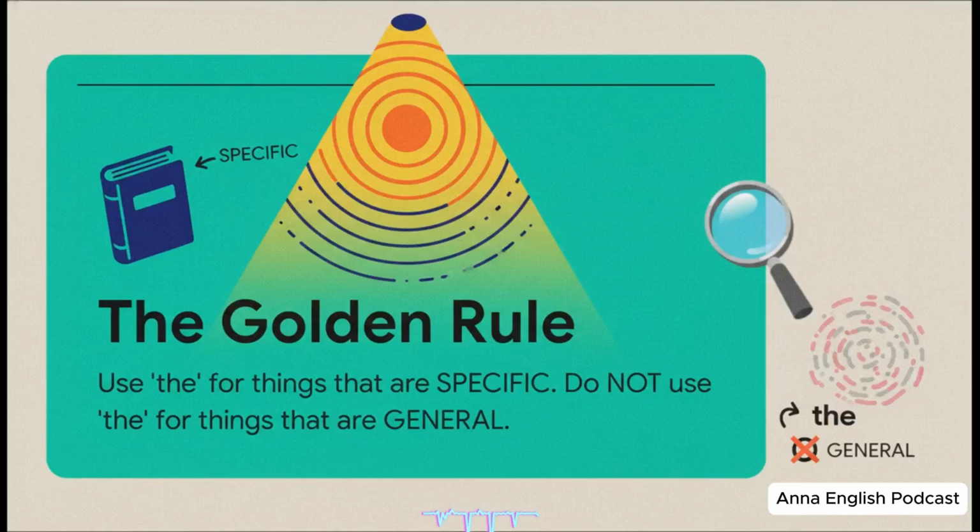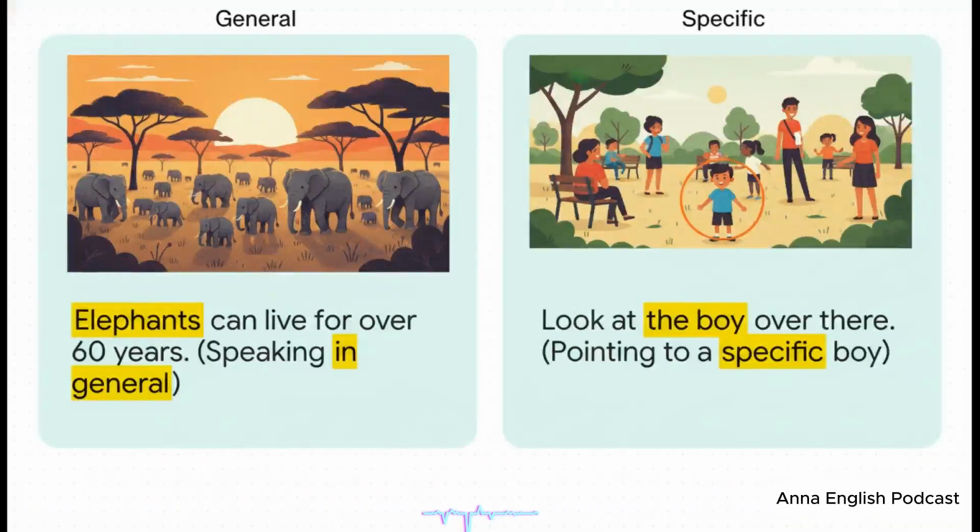This is the key idea for today. I want you to think of the like it's a spotlight. It shines a bright light on one specific, particular thing. If you're just talking about stuff in general, well, you don't need a spotlight for that, right? You just leave it off. Let's see this rule in action.